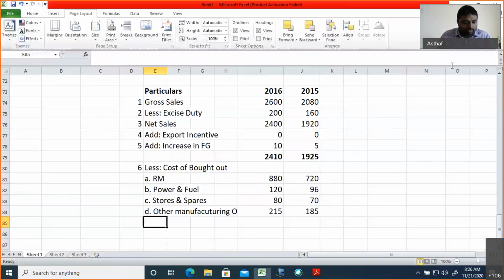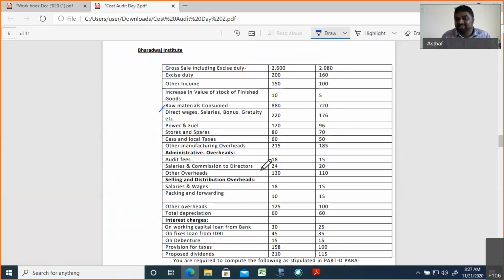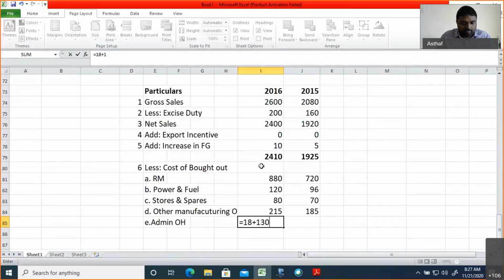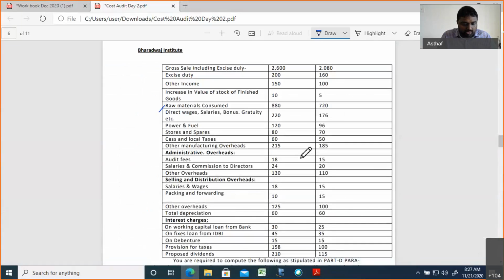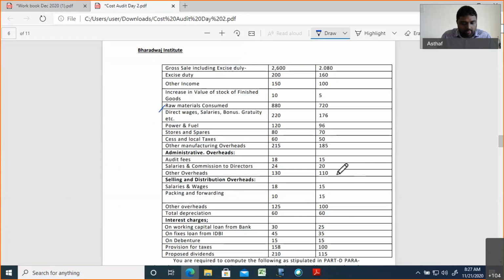Now admin overhead. Admin overhead, what all the items will come? Audit fee will come. Salaries will not come because salary is paid to the employee. Other overhead will come 130. So for your benefit, we are discussing each point step by step. Audit fee will come, other overhead will come 110.